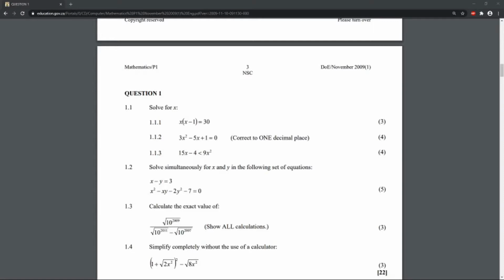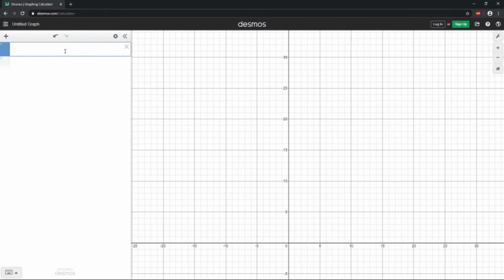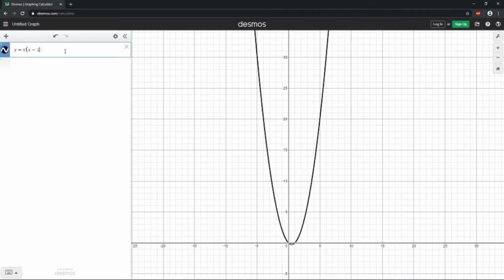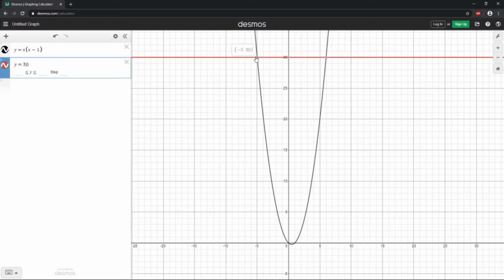Question 1.1 asks us to solve x. But what does that mean? Let's look at question 1.1.1. Here we have a left side and a right side. We can plot these two sides as functions on a Cartesian plane. Note that these two graphs cross each other at points -5, 30 and 6, 30.